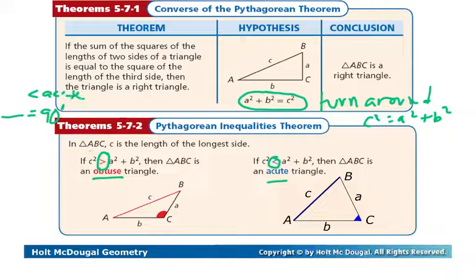But if your c squared is greater, you're going to end up with an obtuse triangle. So 90 degrees is kind of that center, if the theorem works exactly. But then if you have a less than, it's acute, and a greater than, it's obtuse. So basically what you need to know is which number is bigger, because that's always going to be c. So the biggest value is c.